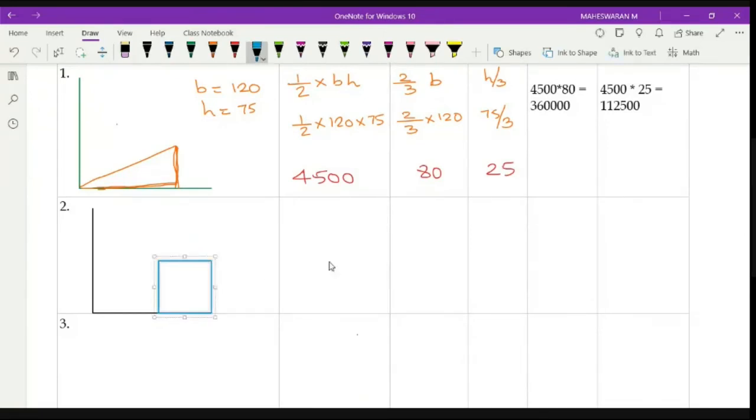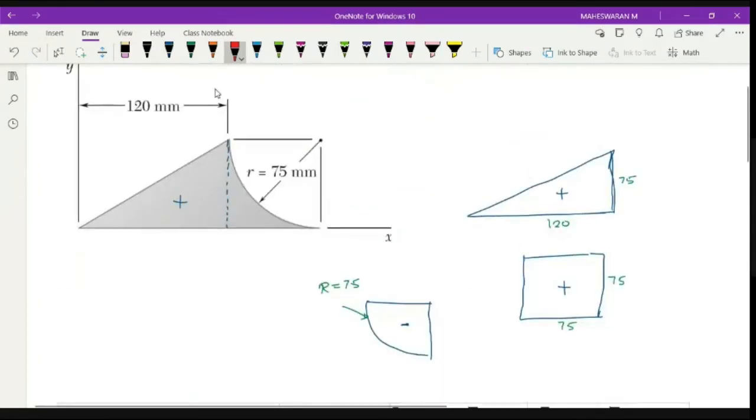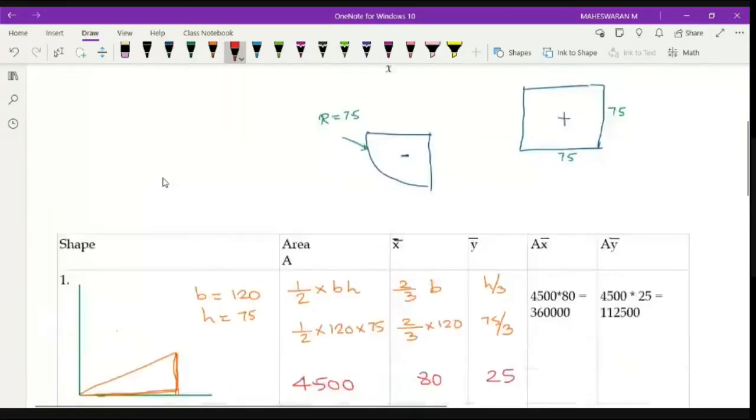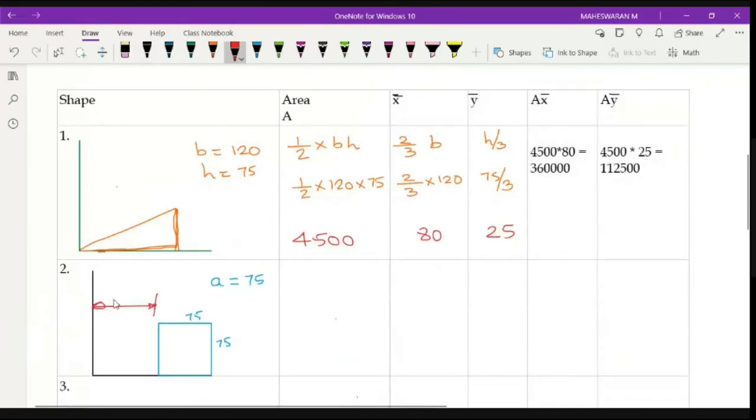So this is my square. I will call A, which is equal to 75, because both sides are 75, right? So this is also 75, this is also 75. But this square has an offset distance along the x-axis. So what is the offset distance? After the triangle you have this square, which means your offset distance is 120, right?